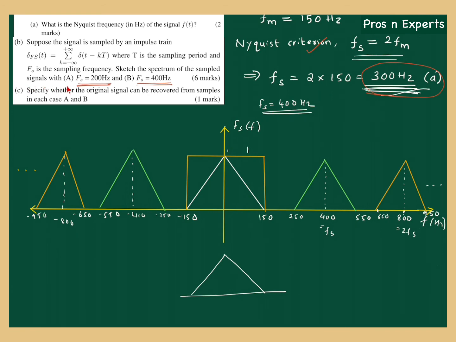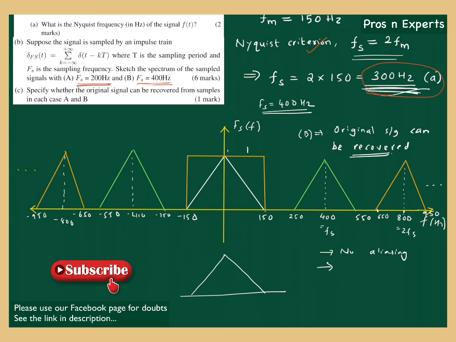So we can answer question C pertaining to case B also. What can be our result? We can definitely say that in case B, the original signal can be recovered from the samples, because there is no aliasing here. And why is there no aliasing? Because the sampling frequency is greater than 2 times fm, greater than 2 times 150, that is 300. So that is the answer to this question.